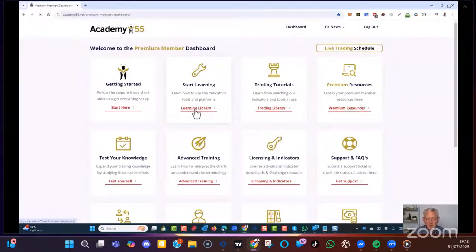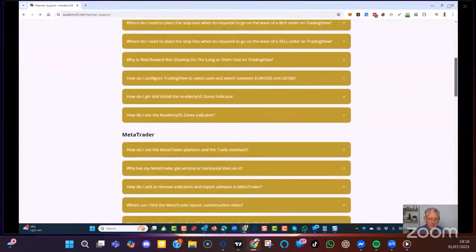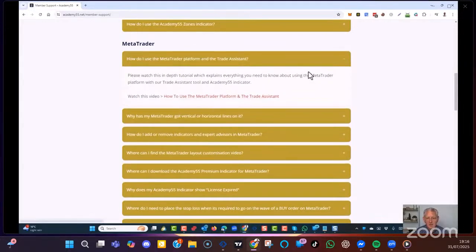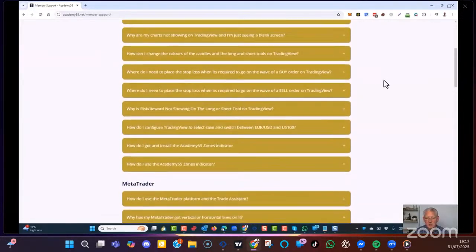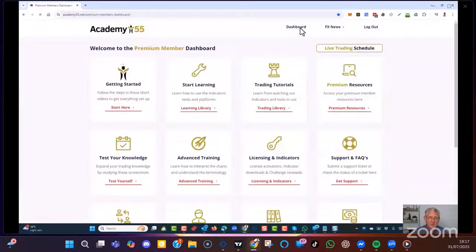Now, one more thing just to mention here. If you're looking for anything in particular, if you come down to the support name of FAQs, click on Get Support, and in this area you'll find a detailed FAQ section, and you can come through here. For example, if you're looking for an answer to a question about MetaTrader, have a look through these, and once you click through you'll find direct links to videos that give you answers to most of the questions that we get asked on a regular basis. So hopefully you found this useful, and back to your further training.